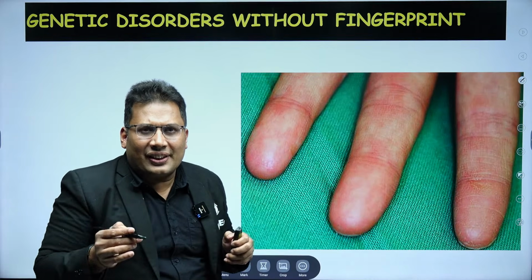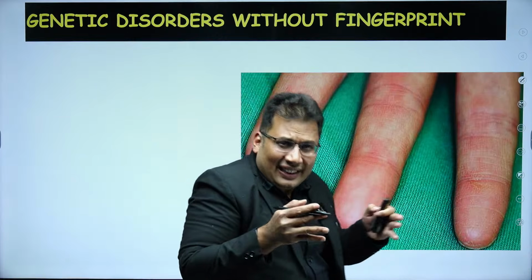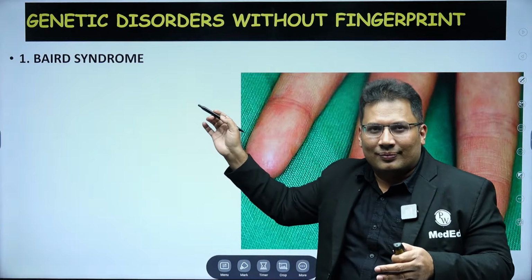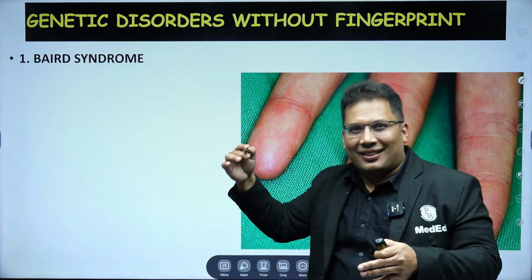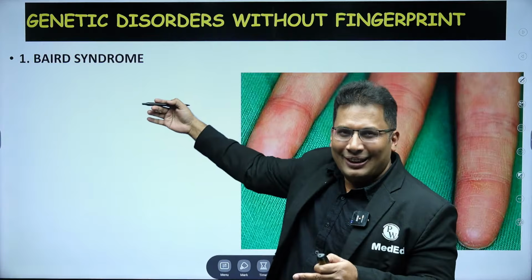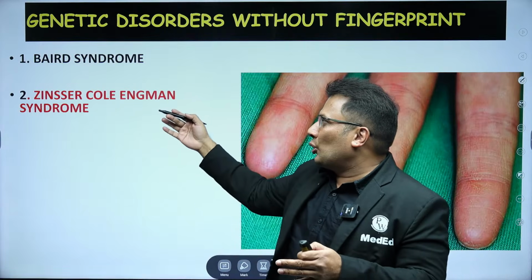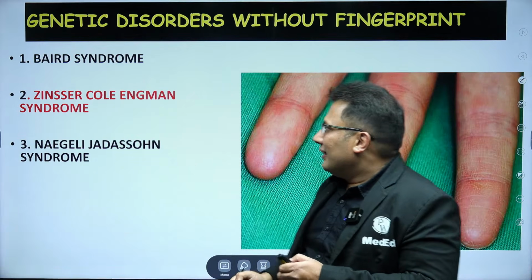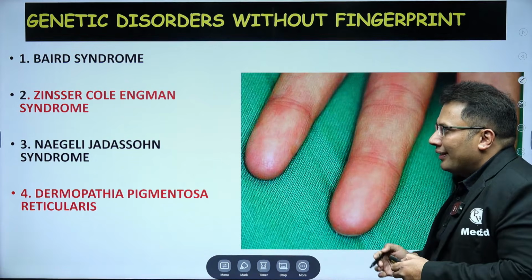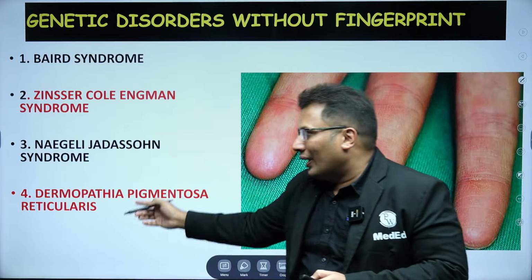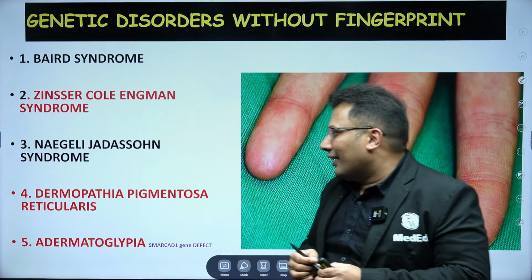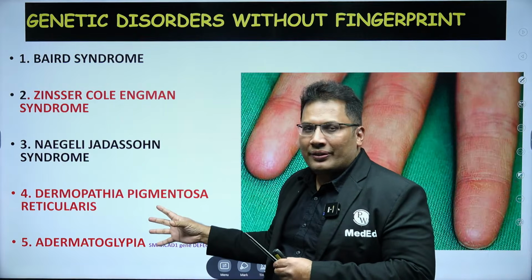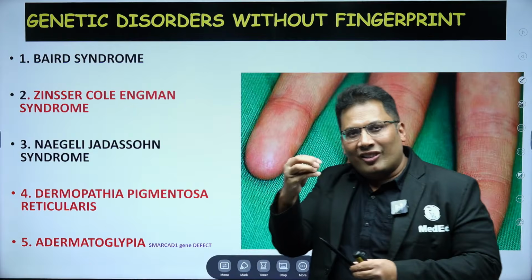There are various conditions. Basically, they are genetic conditions. One is Bart syndrome. After class, just go through Bart syndrome in medicine. Then Zinsser-Cole-Engman syndrome, Naegeli syndrome, dermatopathia pigmentosa reticularis. And last one, adermatoglyphia. So, all these are syndromes, genetic conditions where fingerprints are absent.